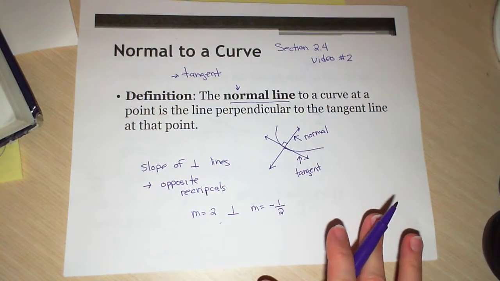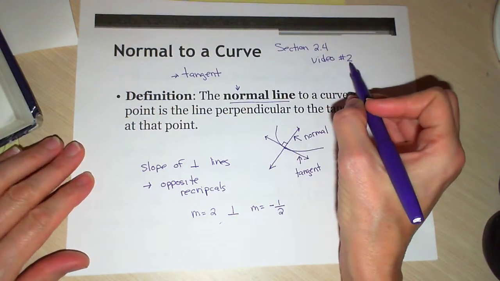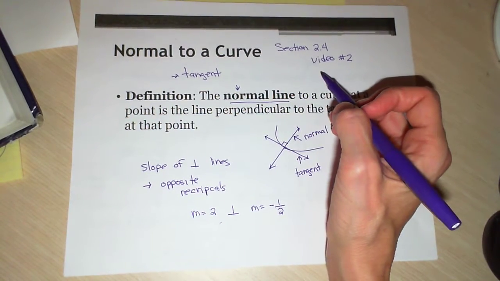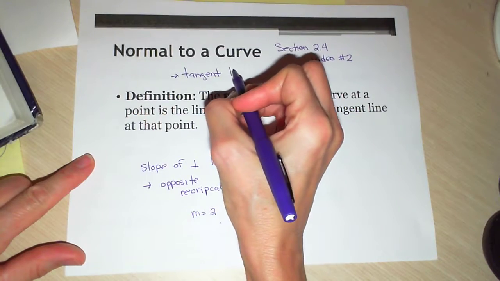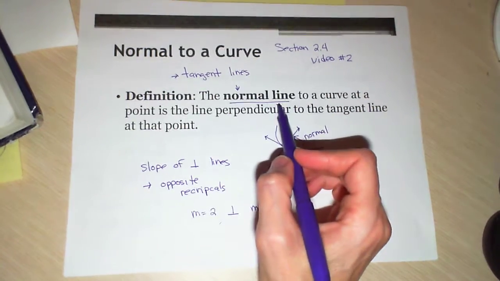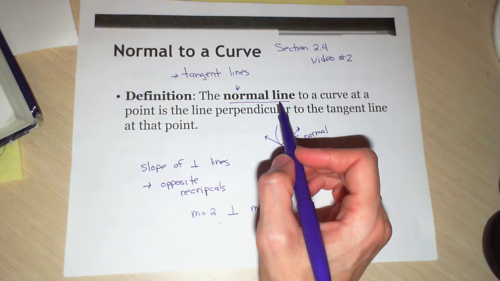Okay, this video is video number 2 for section 2.4. We spent a lot of time in the first part of 2.4 talking about tangent lines. And now we're just going to add one more concept, which is the normal line.